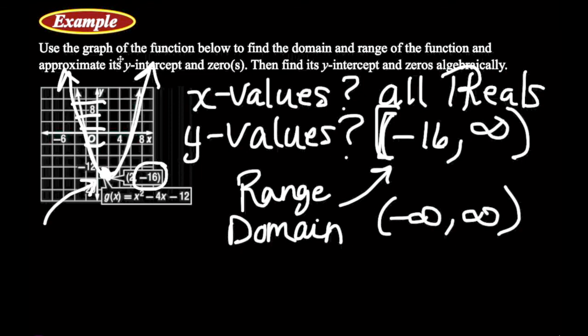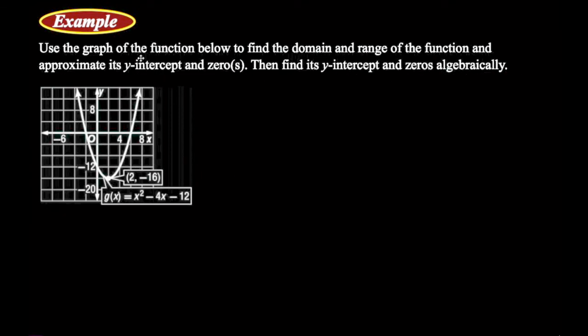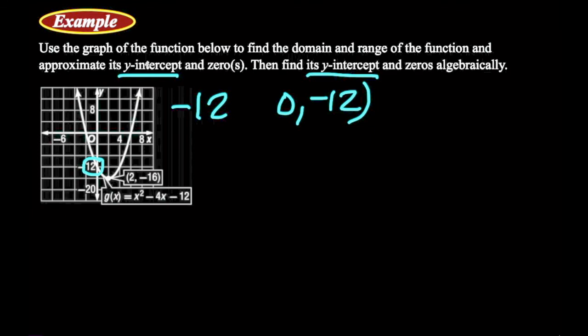Now the y-intercept and the zeros, let's take a look at those. The y-intercept is where it crosses the y-axis. And so if we look at our graph, the y-intercept crosses right here. And that value looks to be like -12. So from the graph, we're going to say the y-intercept is -12. Okay? So that would actually be the point x is 0, y is -12.